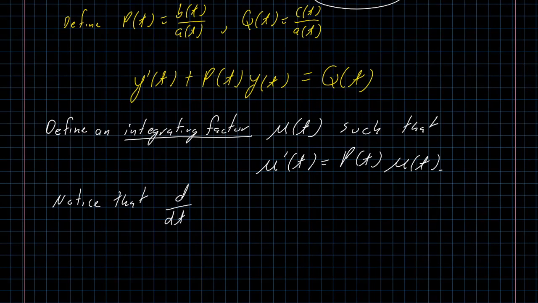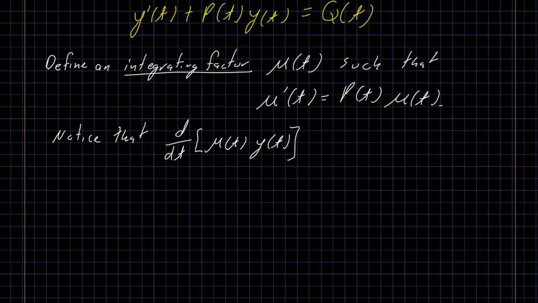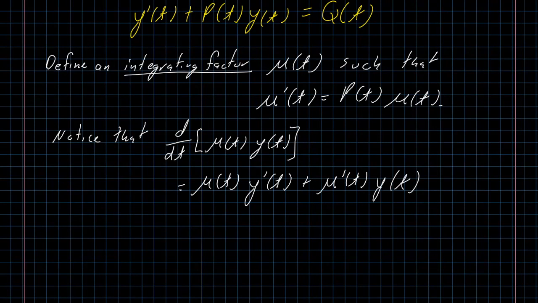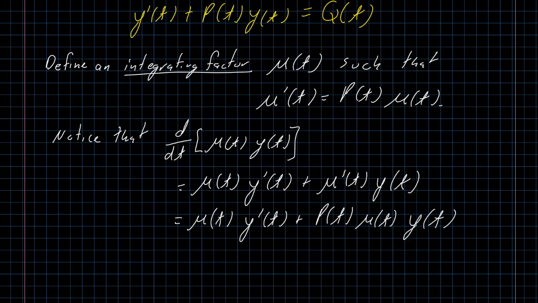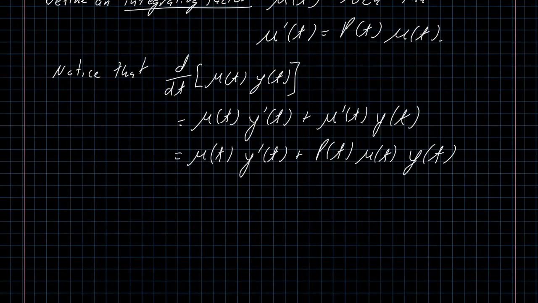then the derivative with respect to t of mu of t times y of t is the first times the derivative of the second, plus the derivative of the first times the second. That's just the product rule for differentiation. Substitute in the definition of mu prime, and factor out the mu from both terms in that expression.